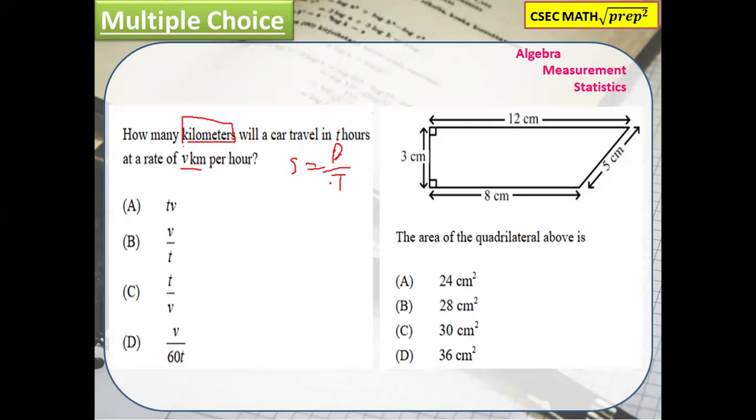Remember, when finding distance, we just simply multiply S times T. In this case, it's T times V. And these are the ones multiplying. This is the answer. Easy.